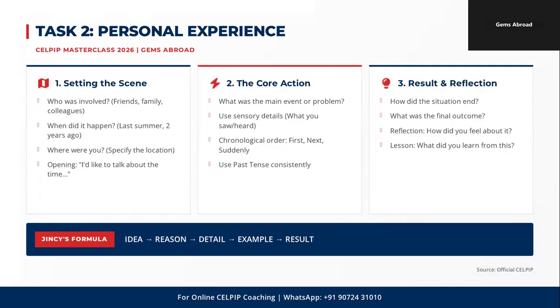You can also use sensory details. What did you see? What did you hear? What was the atmosphere like? The formula here is idea, reason, detail, example, result. Don't turn the answer into a list. Tell it like a short, organized story.